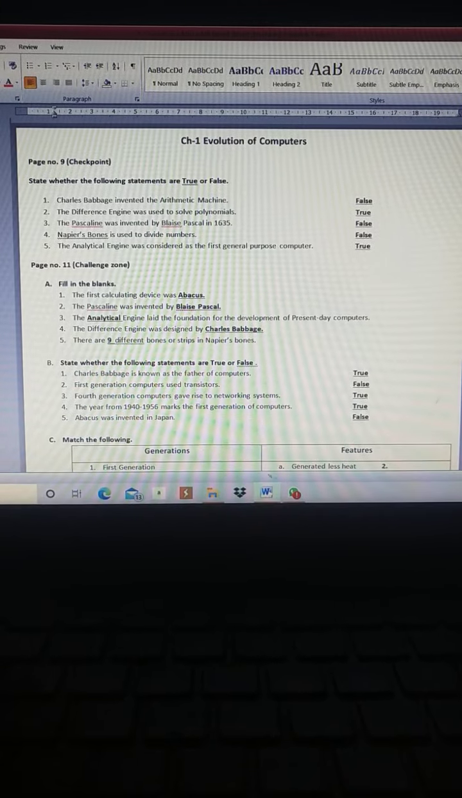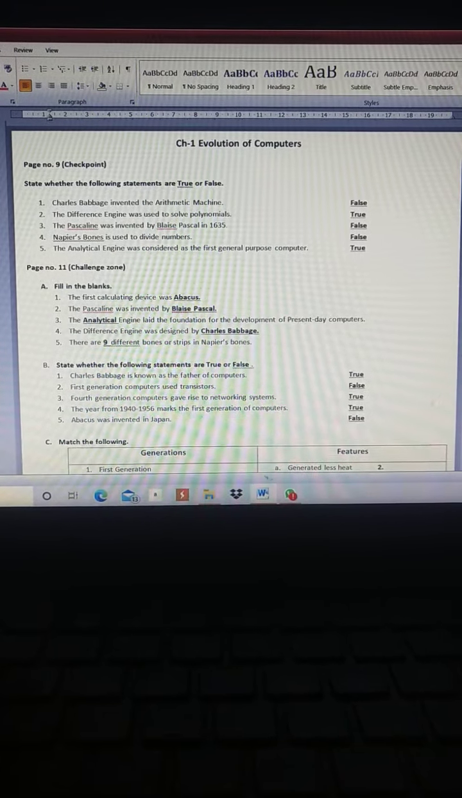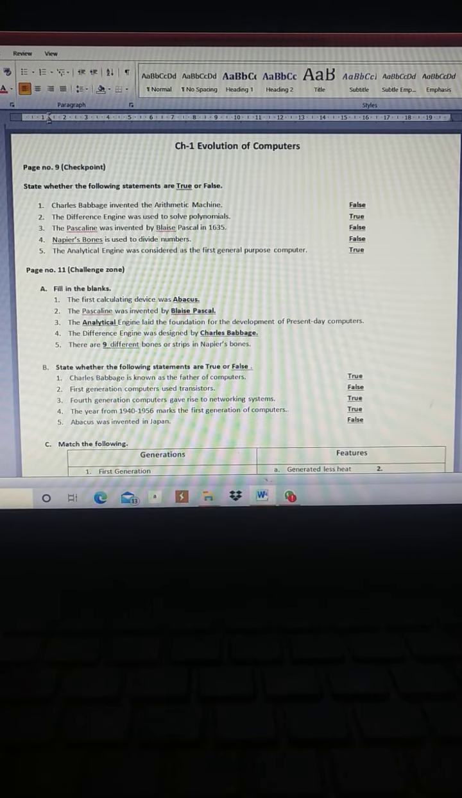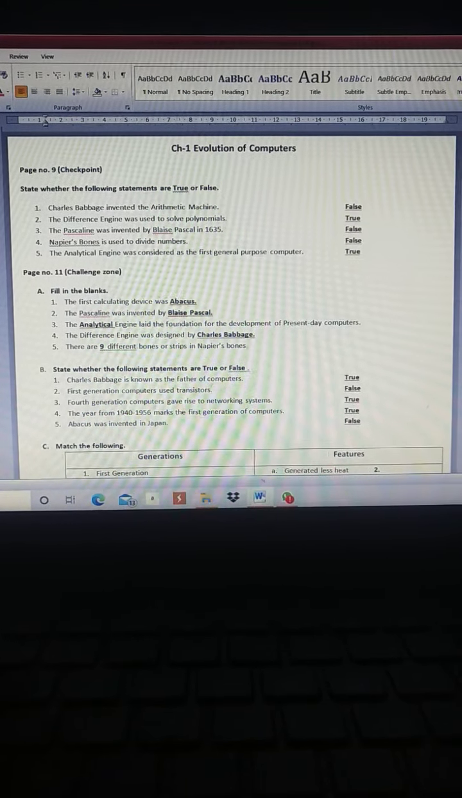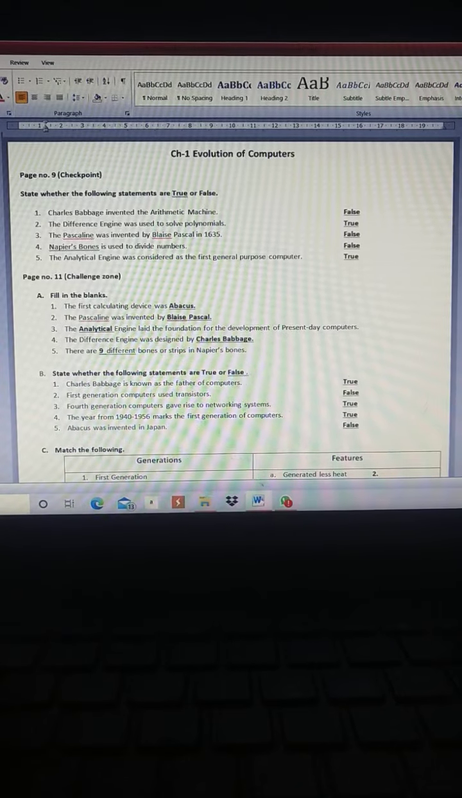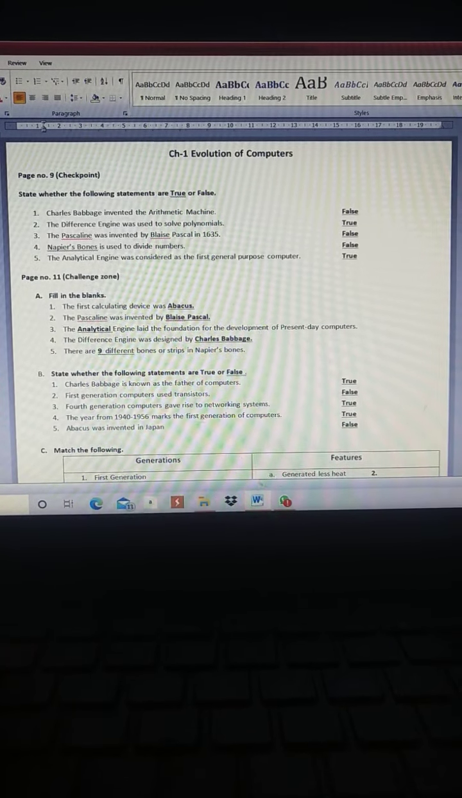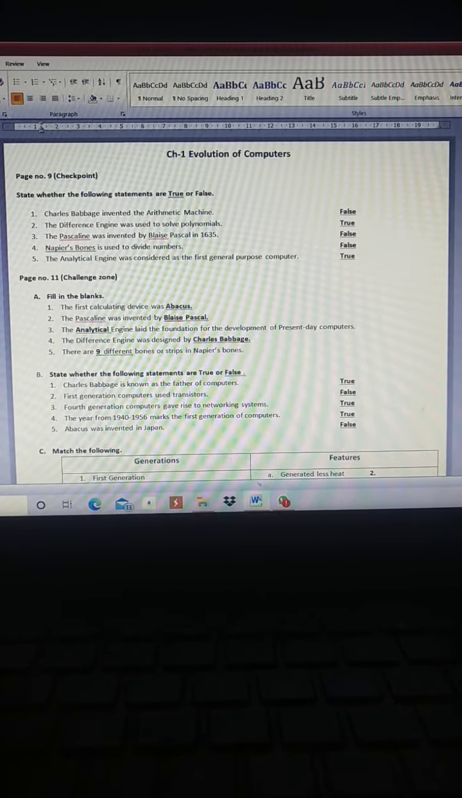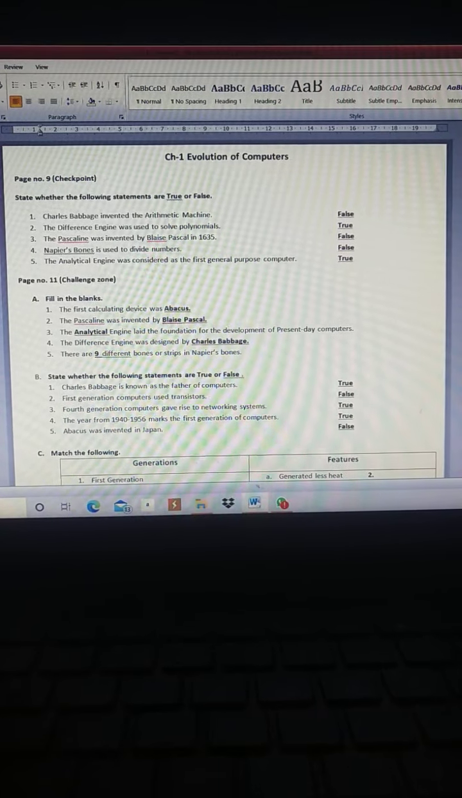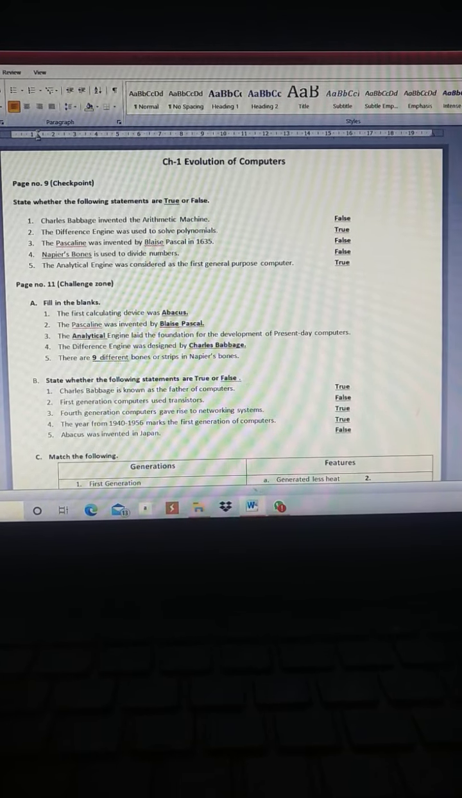The second one is, the difference engine was used to solve polynomials. Yes, it is true, it was used to solve the polynomials. The Pascaline was invented by Blaise Pascal in 1635. Answer is false, because it was invented in 1642.